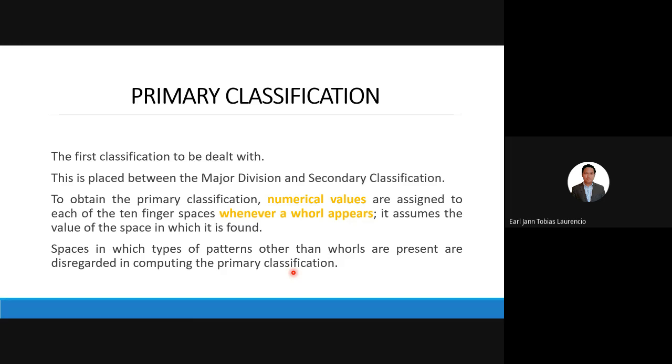Any of those 4 whirl patterns: plain whirl, central pocket loop whirl, double loop whirl, and your accidental whirl. Put that in your mind, everyone. Those are the 4 types of whirl that has numerical value in your primary classification. Sila lang ang importanteng pattern sa ating primary classification. Loops and arches has no numerical values in the primary classification.